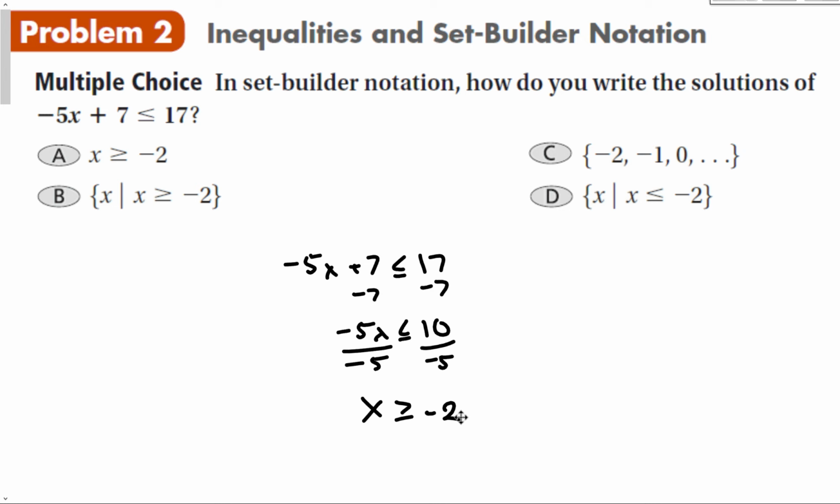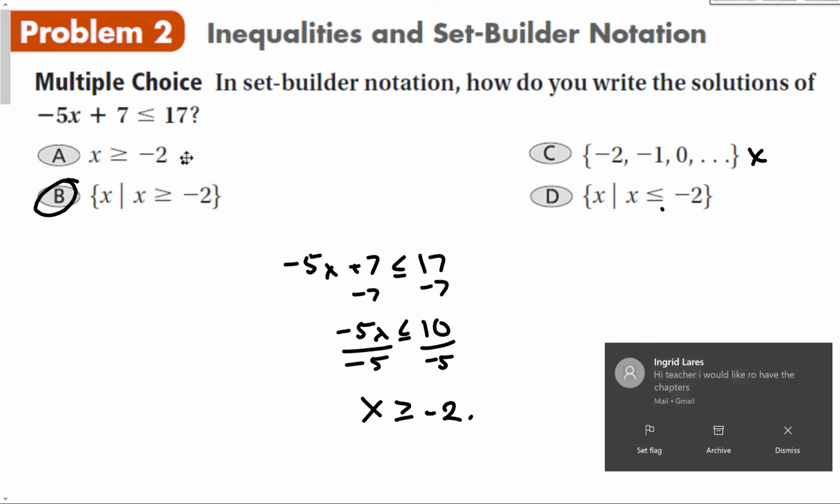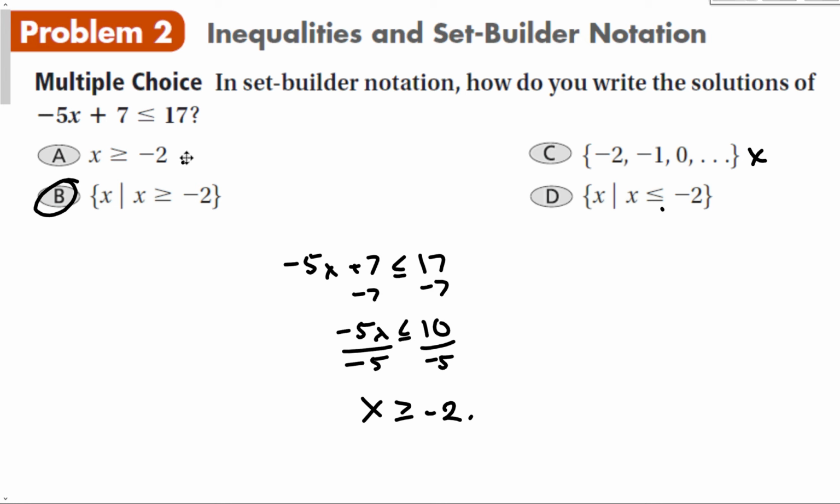Well, this is a little bit easier because there are no constraints on the variable. Okay, so when I look at my set builder notation, x can be anything that's greater than or equal to negative 2, which is b. Not set builder notation, not set builder notation, and this one says less than or equal to negative 2. Okay. So this one would be correct. It is the answer of my inequality, but it's not written in set builder notation. Sorry about that. It's not written in set builder notation.